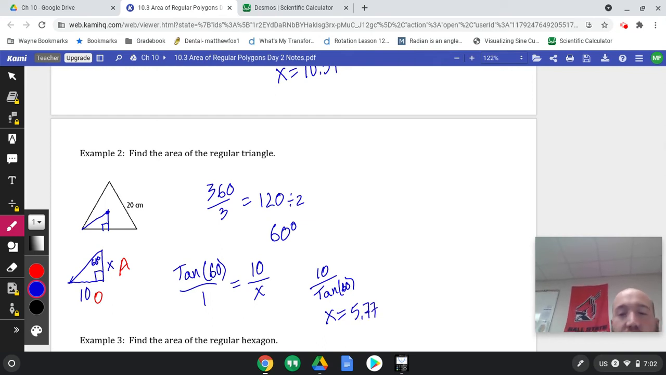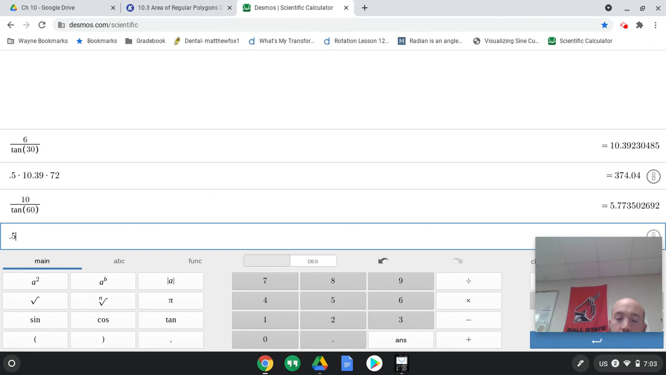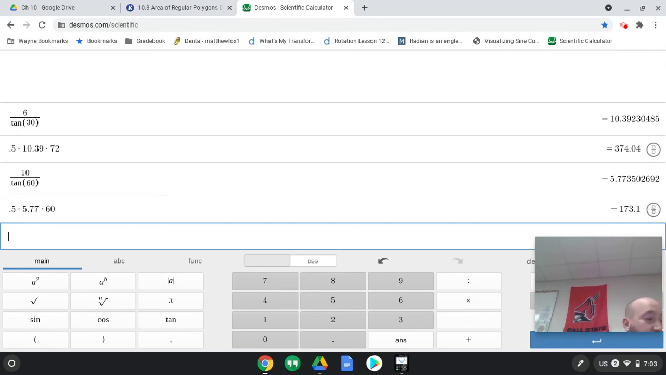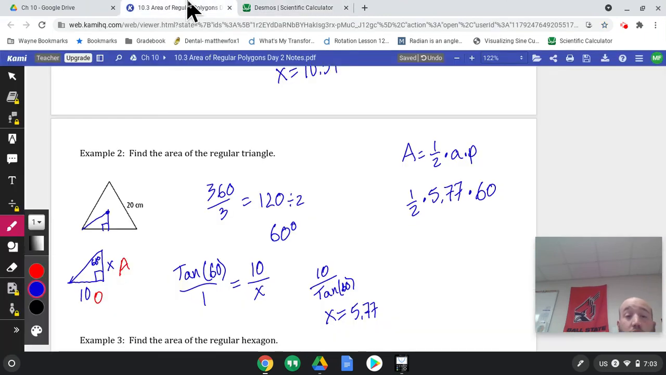Now all we have to do is find the area, which remember is 1/2 times the apothem times p. So 1/2 times 5.77 times whatever the perimeter is. We have 3 sides. They're each 20 in length. 3 times 20 gives us 60. Okay, so 0.5 times 5.77 times 60. And after we do this, we get 173.1.